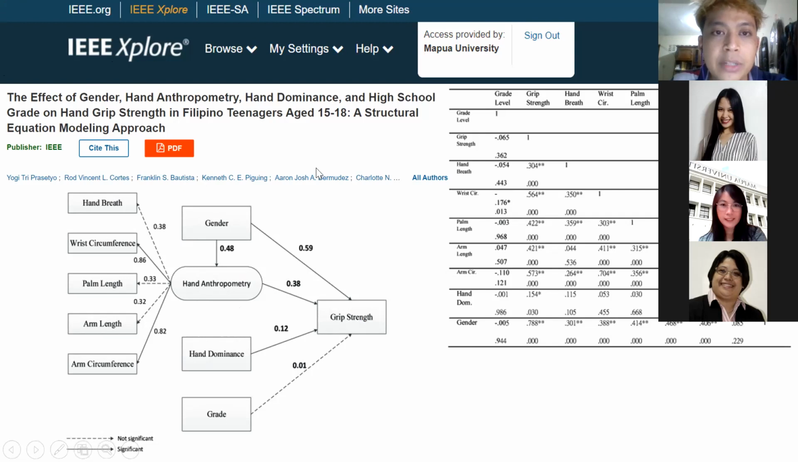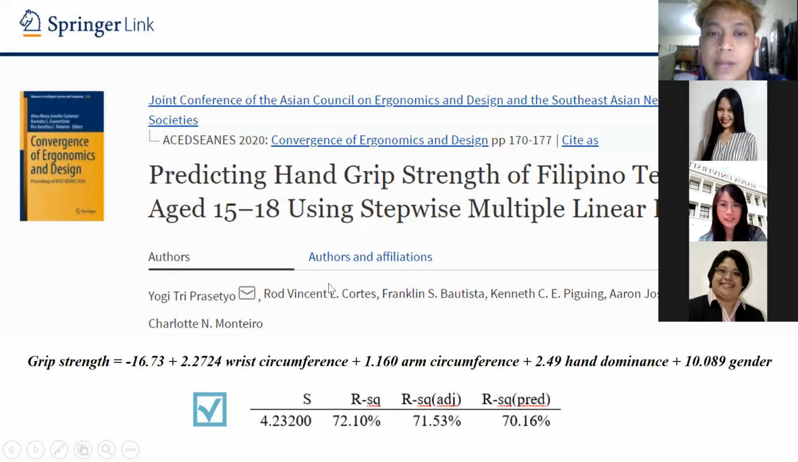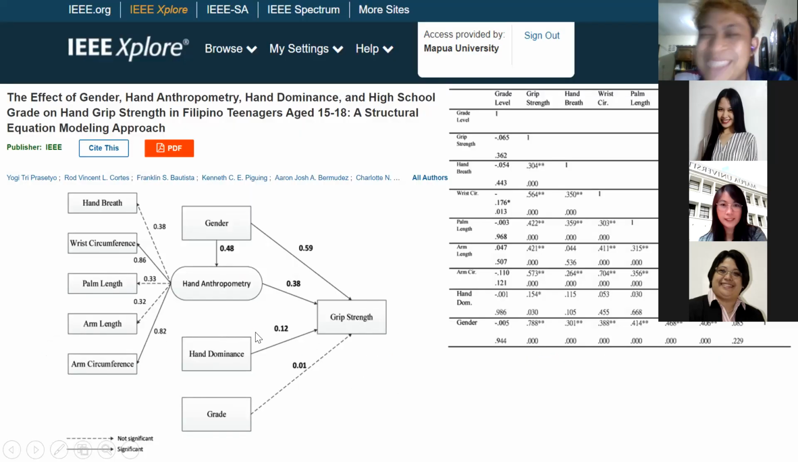And this publication I published uses two methods. One is SEM and one is multiple linear regression. Of course, are the results different or the same? Most likely the story is the same. But I just would like to show that if you have the data, like this experimental physical ergonomics, then we can do this.